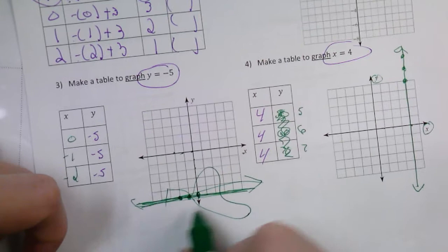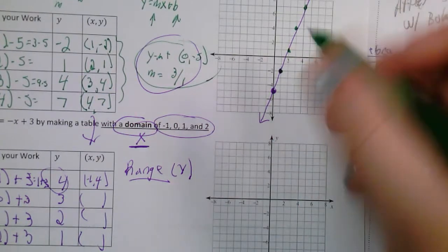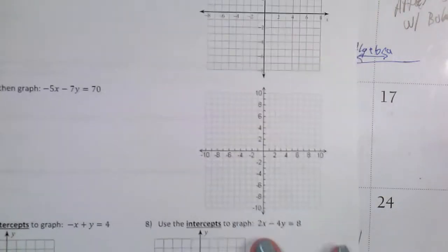But making sure you're clearly attempting to go through the 3 points that you were given, or even up here, attempting to go through all the points you were given, or use a ruler. When in doubt, just use a ruler.